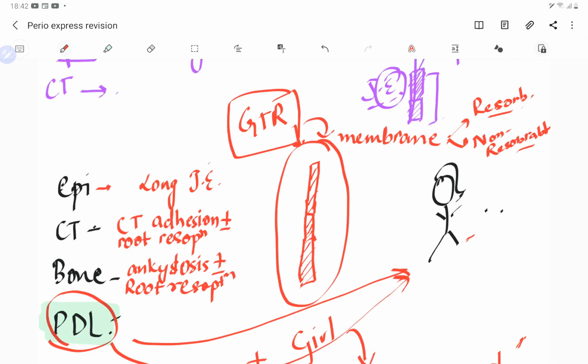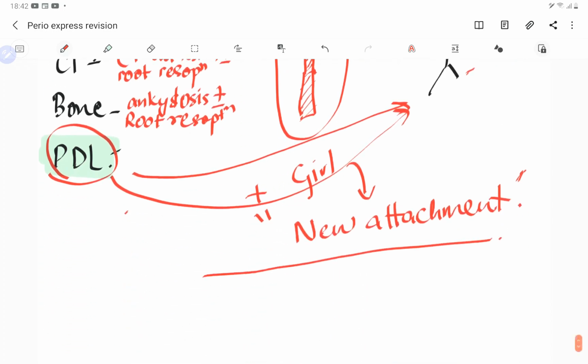Okay. After the healing process, again you have to do the surgery and remove this membrane. So that requires a second surgery for a non-resorbable membrane. So basically both have their pros and cons that we will deal with. So where do we place this GTR first of all?